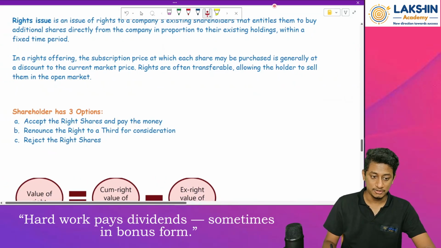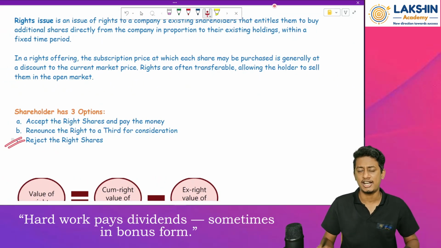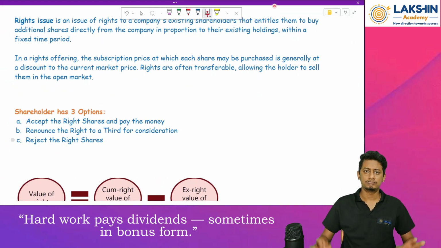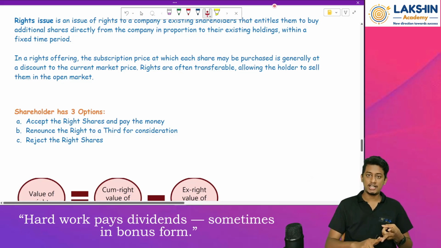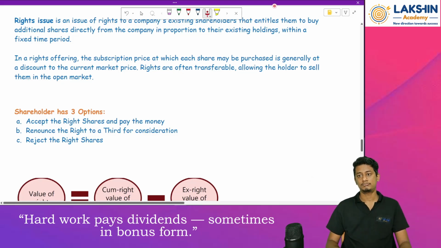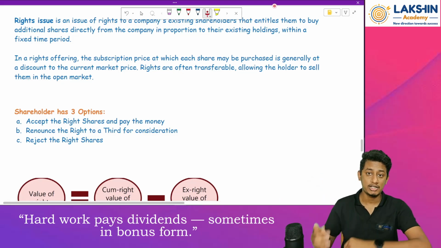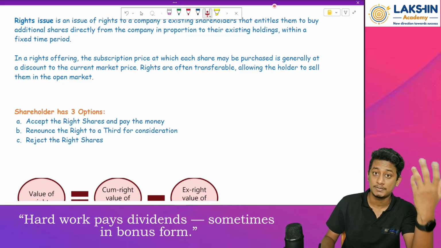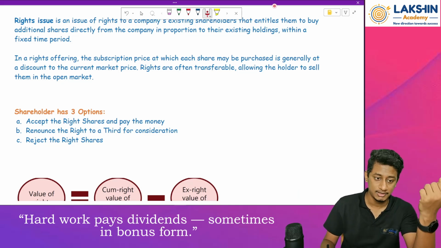Third option is to reject the rights shares. The company says no, I won't accept it, I won't renounce it, but I won't take it also. I will forego. Then the company will not get any money. Why? Because Mr. A is not subscribing for the shares. Simple as that. Clear? Okay.